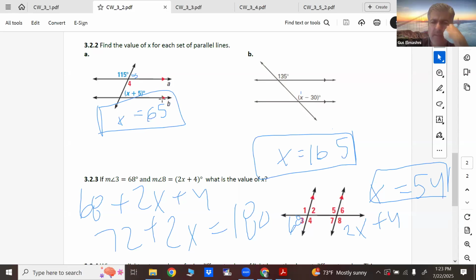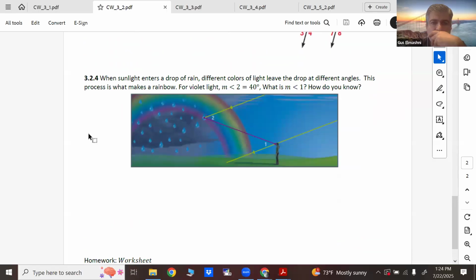X would not be 65. It'd be 60. Oh yeah, okay. Careful there. Okay, good. I agree. Yeah, 1 and 2 are obviously the same. That's just because they're alternate exterior. Sorry, alternate interior, if you expand them. So all's good there.